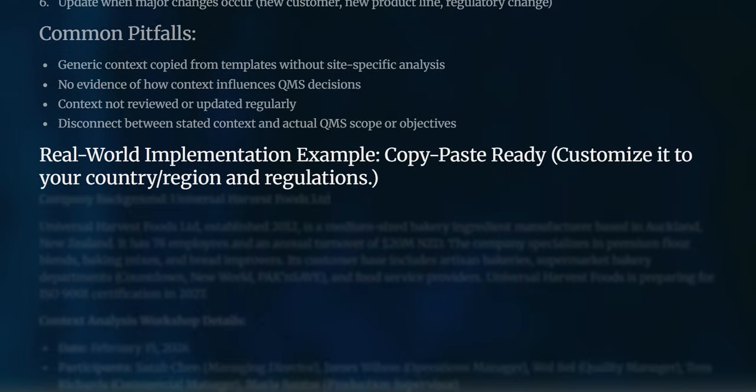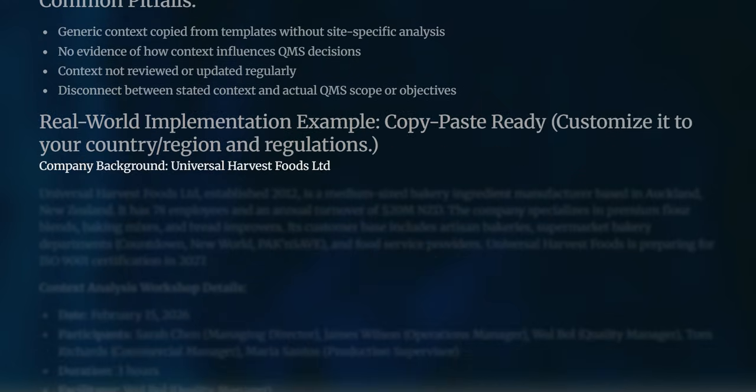Now, let's do it together in a real-world implementation example, which is ready for you to copy, paste, and customize to your country or region and your regulations. So I will follow this example of a fictional company, a realistic fictional company from New Zealand. But when you are viewing from a different country, you can just tailor everything I'm showing you to your organization and you are good to go. The company background is Universal Harvest Food Limited.